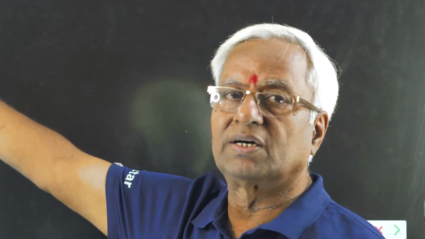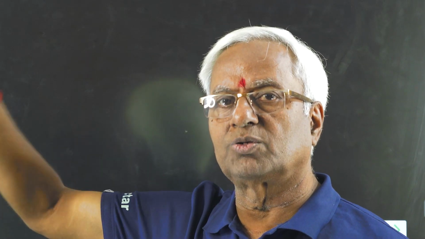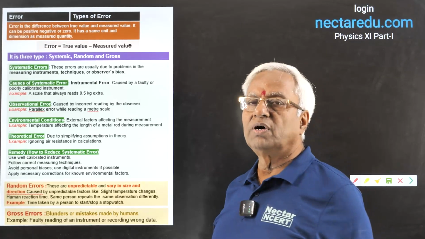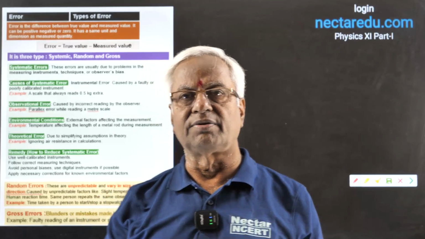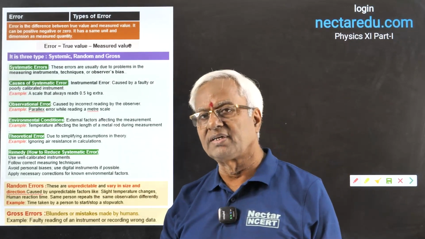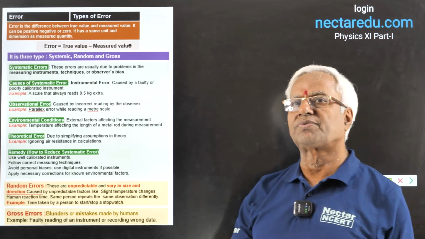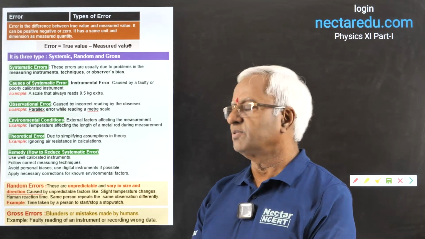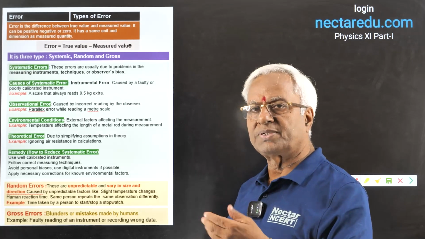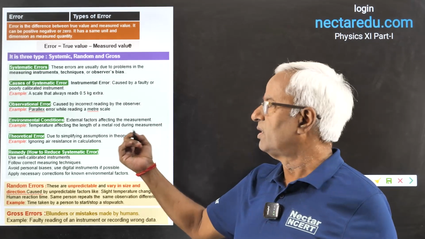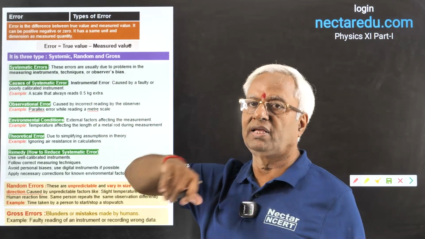Systematic errors are also of four types. One is instrumental error, that is basically due to imperfect design of the instrument, some defect in calibration and all that, which might be corrected depending on the steps taken by the manufacturer and all that. Second is observational error.